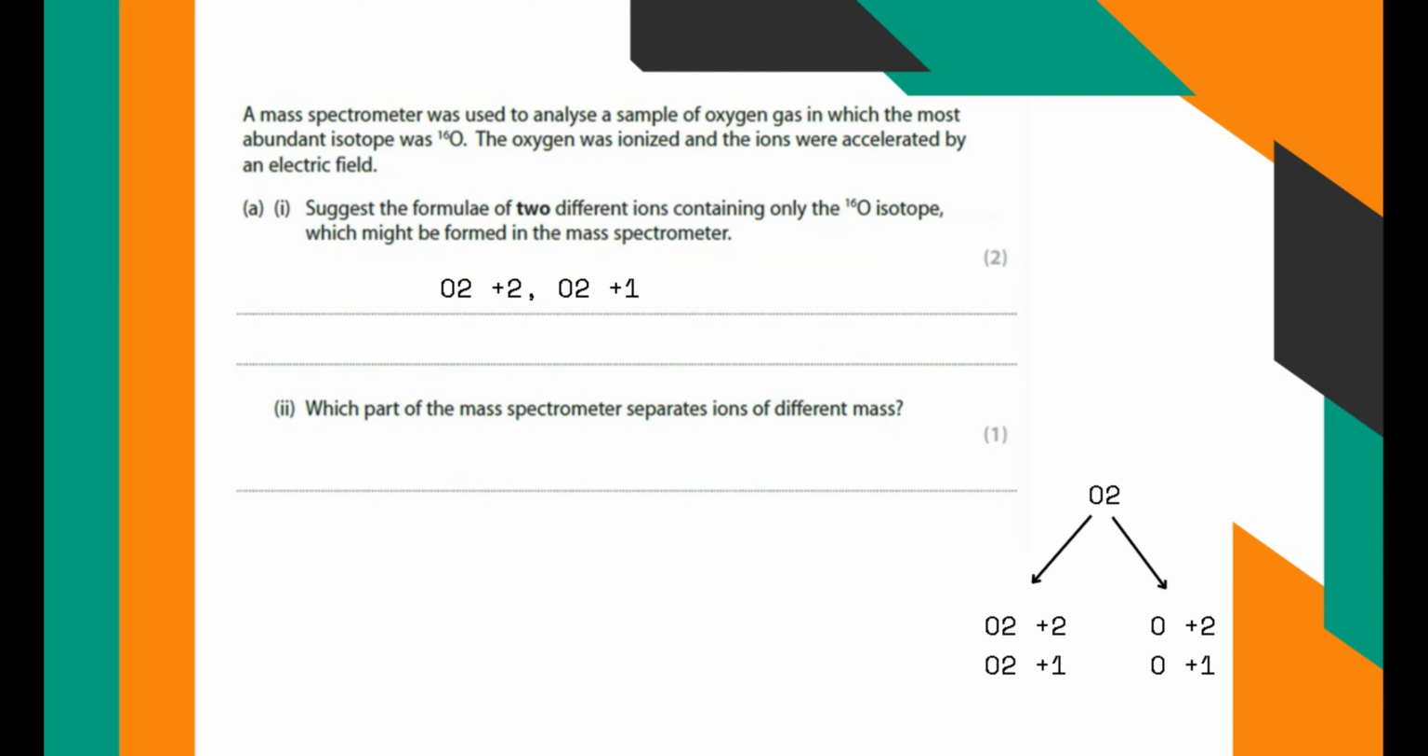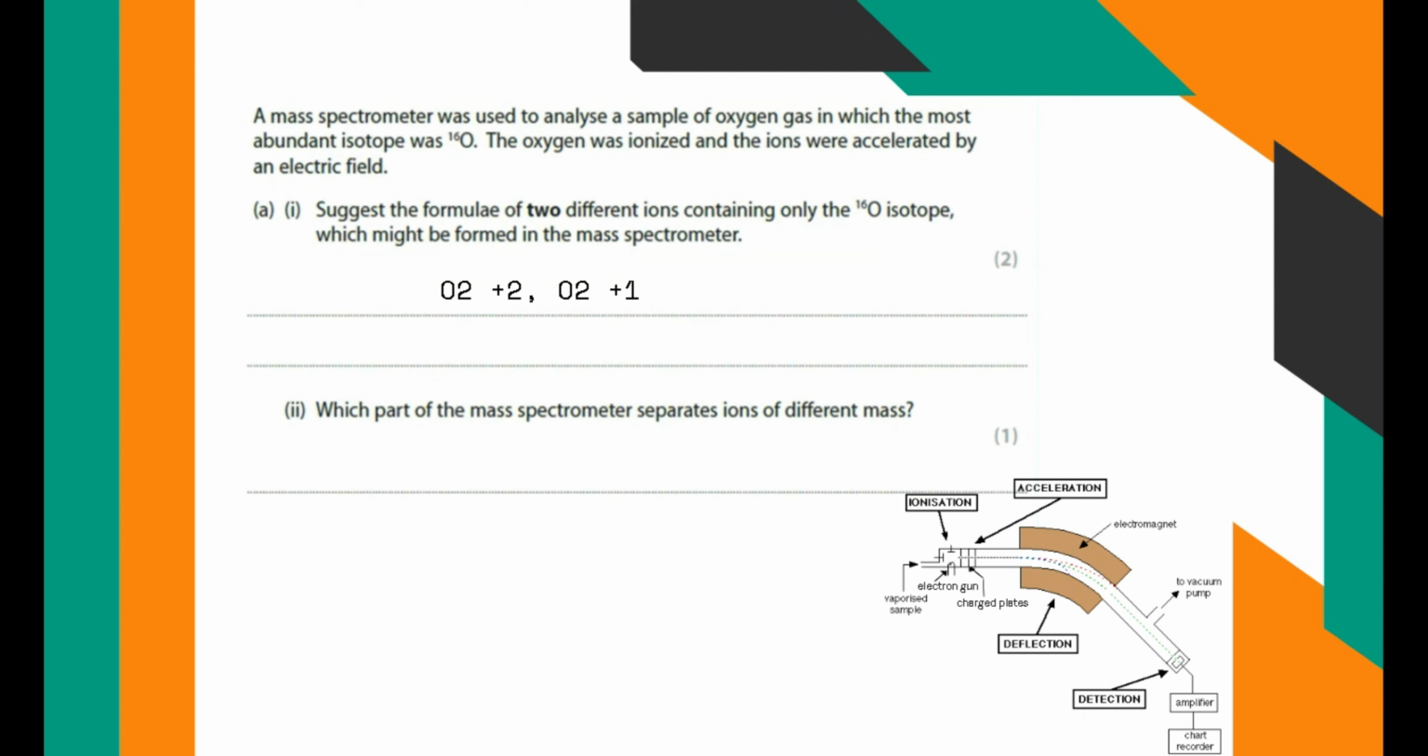Which part of the mass spectrometer separates ions of different mass? So if you remember from the diagram of the mass spectrometer, we have an electromagnet that creates a magnetic field which deflects the ions based on their mass to charge ratio.